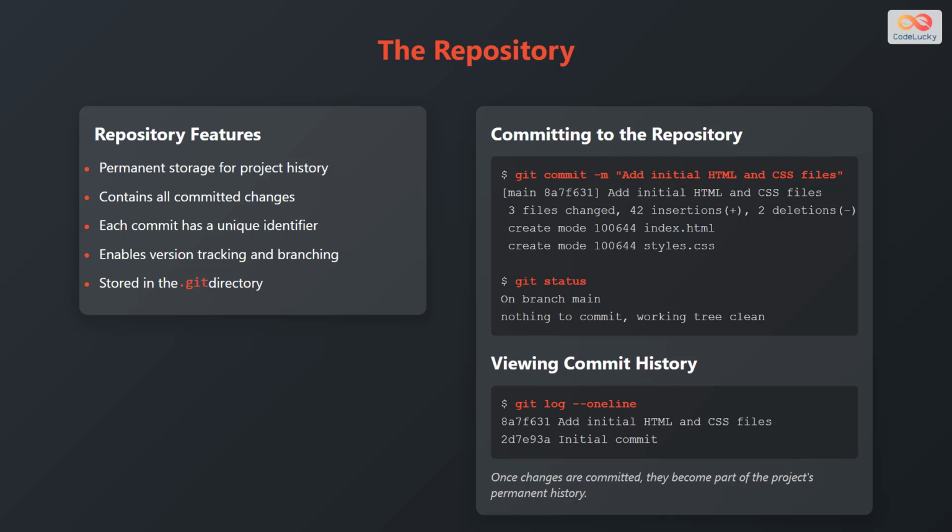To commit changes to the repository, you use the git commit command with a descriptive message. For example, git commit -m, followed by the message "add initial HTML and CSS files". After committing, running git status will show that there are no changes to commit, and the working tree is clean. To view the commit history, you can use the command git log --oneline, which displays a concise log of commits. Once changes are committed, they become part of the project's permanent history, ensuring that no changes are lost.